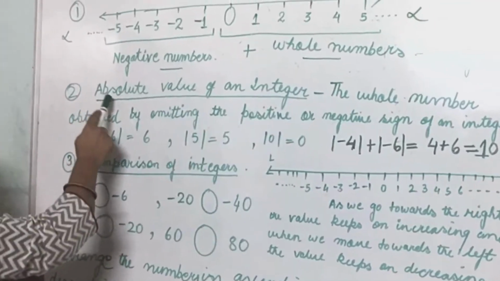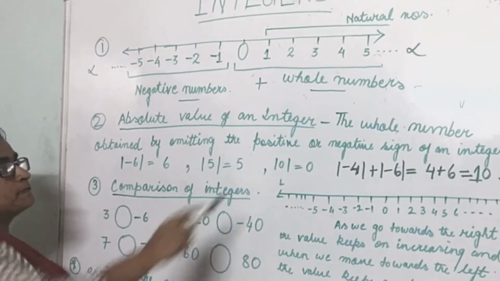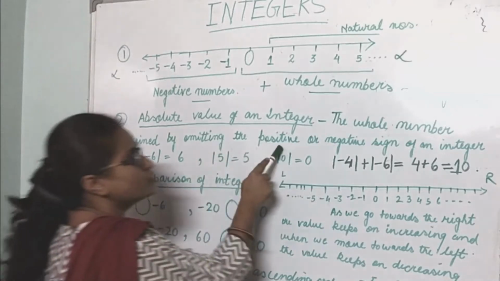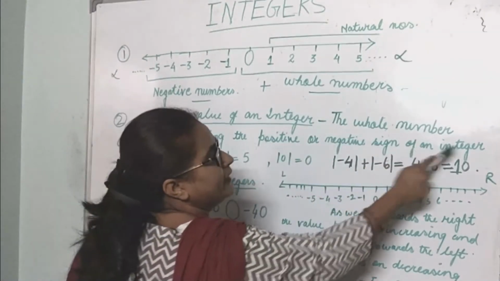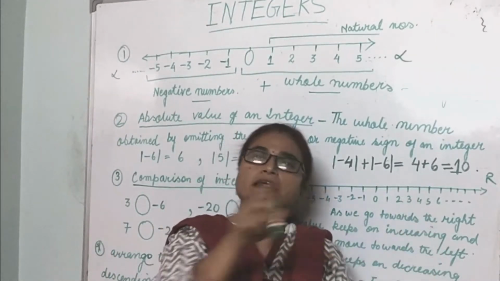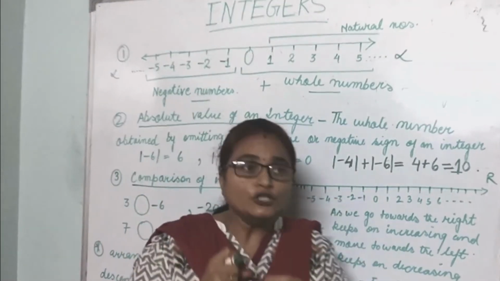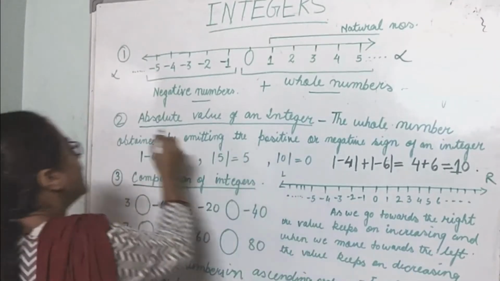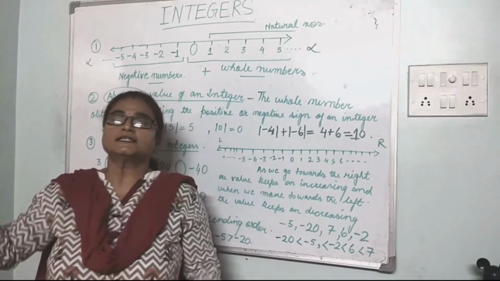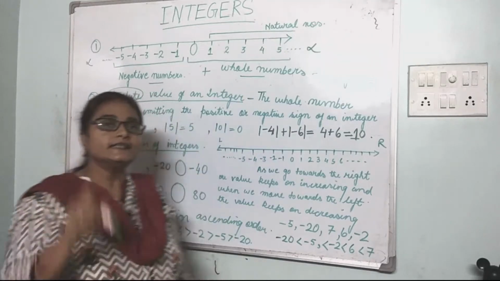Now we step on to the next topic, the absolute value of an integer. What does the absolute value of an integer mean? It is the whole number obtained by omitting the positive or negative sign of an integer. In an integer set, we have numbers that are positive and numbers that are negative. When I want to find the absolute value of a number, I have to omit the sign. I will not consider the sign, I will only consider the value.